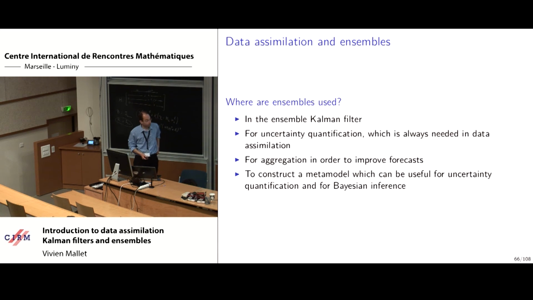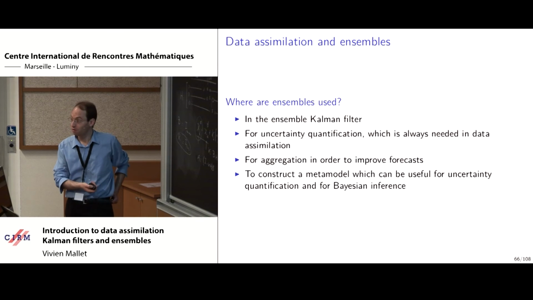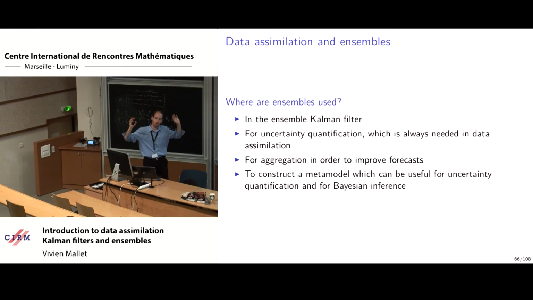So ensembles are used in ensemble filters, and for uncertainty quantification, obviously, and can be used as well to construct some meta model, and for aggregation in order to improve the forecast. When you have a lot of members, you can do data assimilation and so forth, and your forecast is going to be the ensemble mean of all the members. The EnKF is going to be the average of all the members in the forecast, and hopefully you'll improve your forecast also. Okay, that's one way to go.